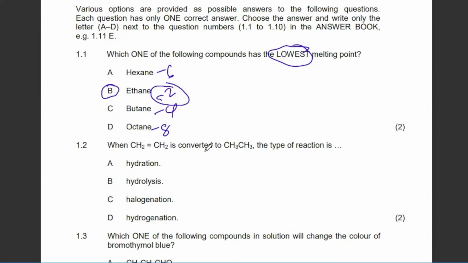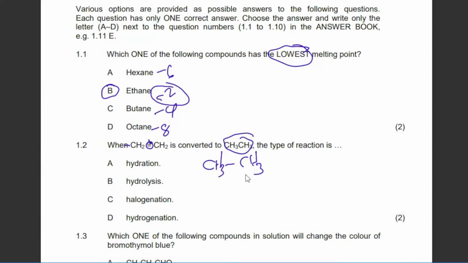Ethene is converted into ethane, the type of reaction is, so in this case, if you look at this double bond, when this double bond breaks one of it, it means that it's going to create CH3, as they have shown it here. But how does it come to this? It means that the double bond will receive one hydrogen, the bond here, from the double bond.